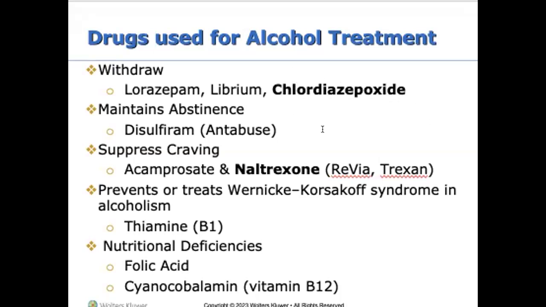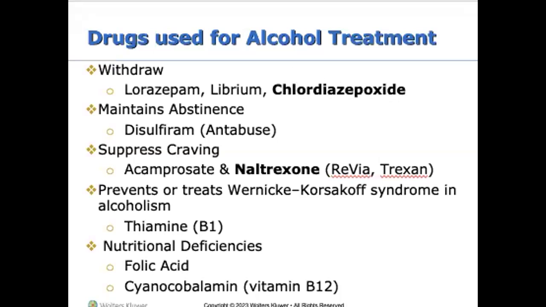If we're talking about maintaining abstinence, there's Antabuse. Antabuse provides aversion therapy, and we'll talk about that more on the next slide. We also have medications that can suppress the cravings. Now, they're not going to eliminate the cravings, but they can suppress them.